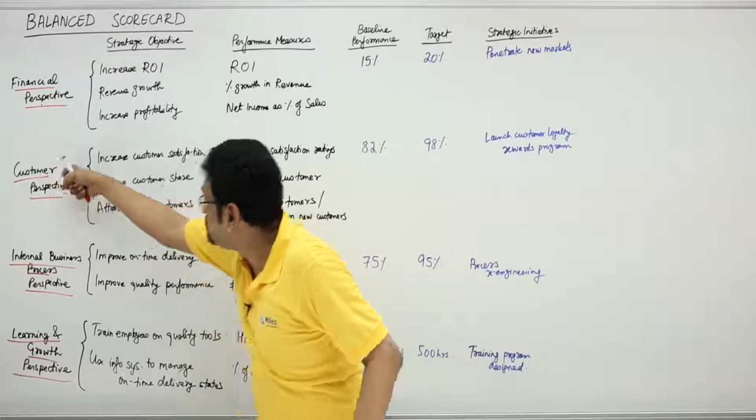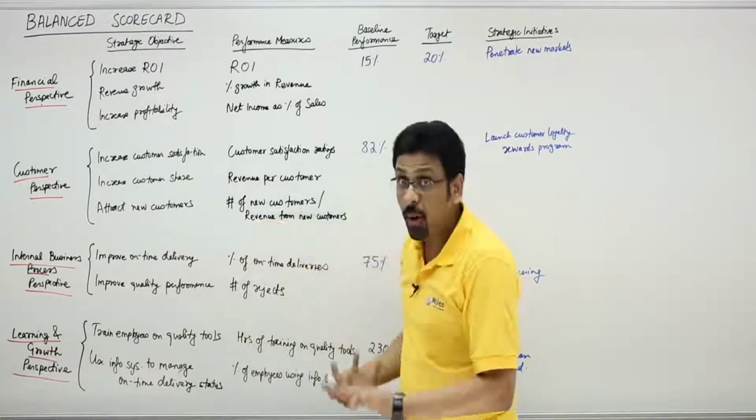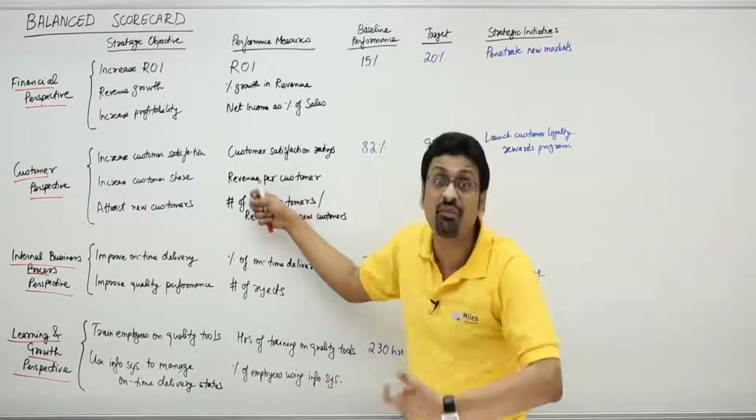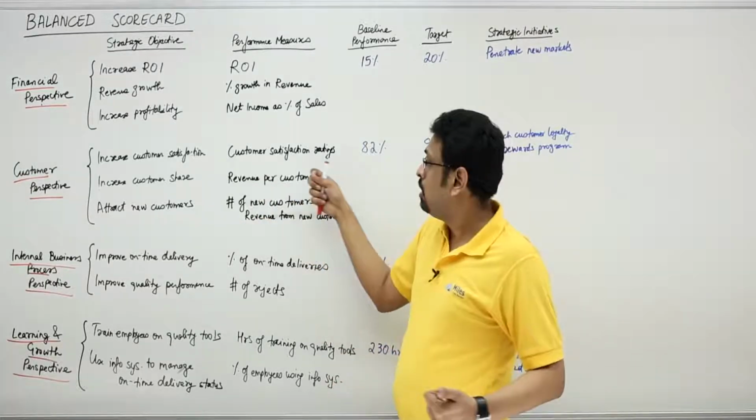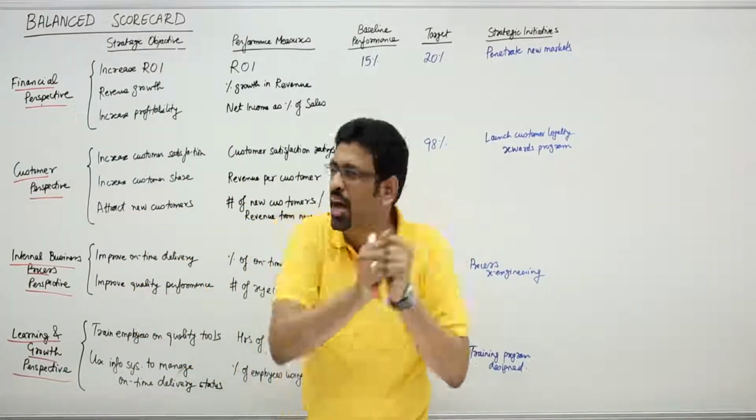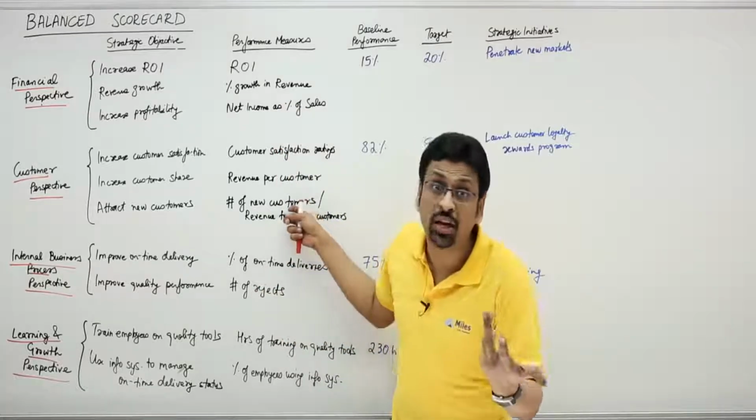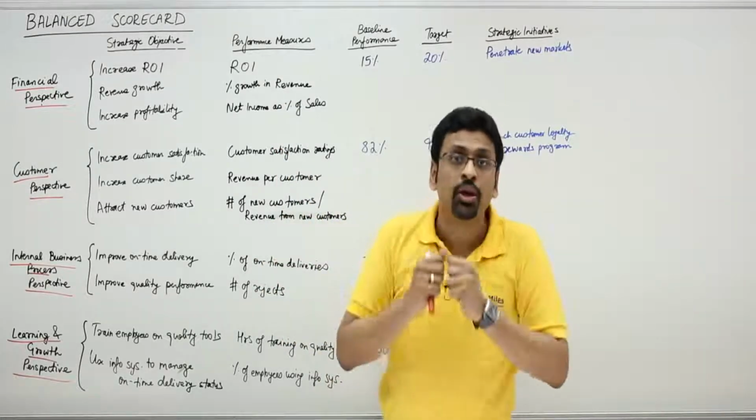Let's say under customer perspective, you also want to increase customer share. Now a performance measure here could be your revenue per customer. Your strategic objective, let's say, is to attract new customers, get new customers in. Your performance measure would be how many new customers did you get in, or what's your revenue from those new customers.